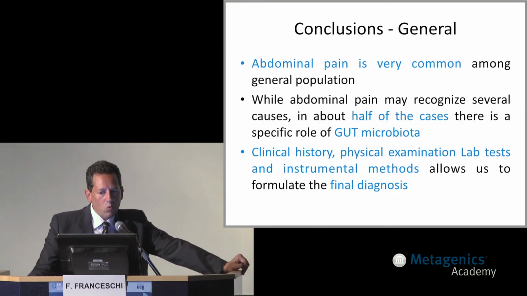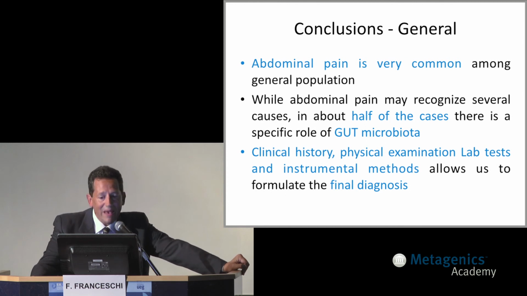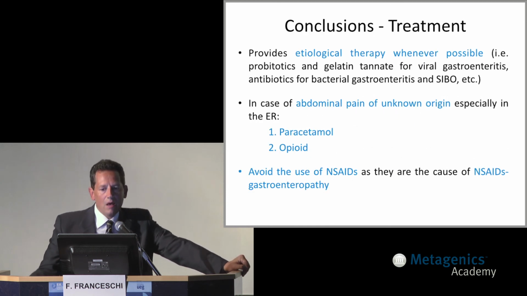So, in conclusion, what we can say in general is that abdominal pain is very common among the general population. While abdominal pain may have several causes, in about half of the cases there is a specific role of gut microbiota. This is a very important issue because all people interested in working on abdominal pain have to know the role of gut microbiota and the gut mucosal barrier. Of course, the clinical history, physical examination, lab tests, and instrumental methods allow us to formulate the final diagnosis.